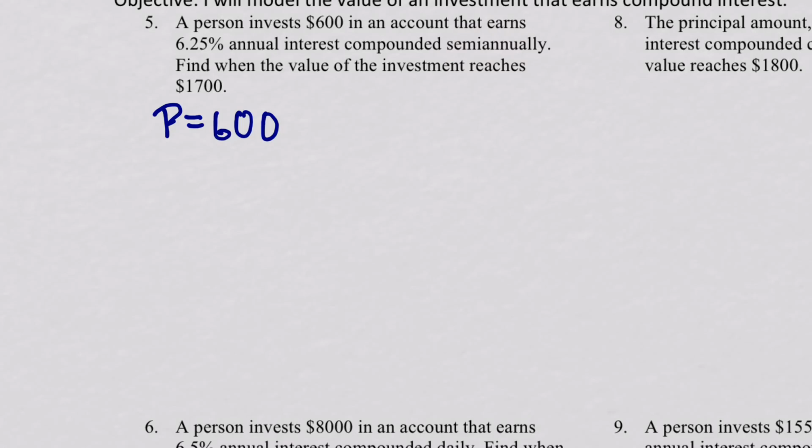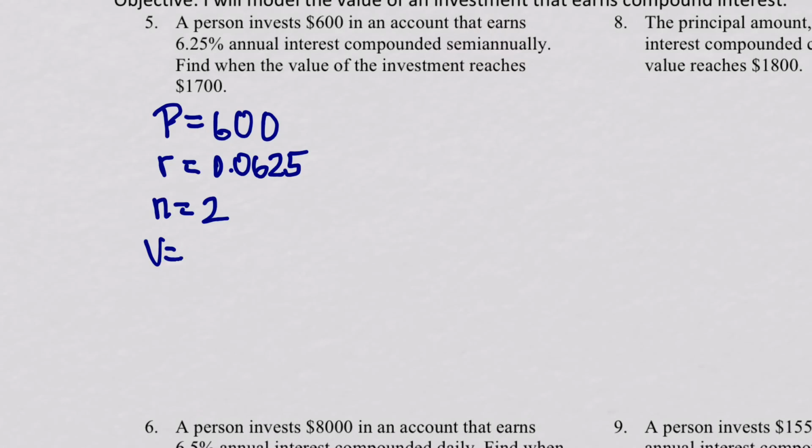6.25% annual interest, that's R. But in decimal form, 6.25% is going to be 0.0625. Compounded semi-annually, that's N. Semi-annually, that's half a year, so twice per year. Find when the value of the investment reaches 1,700. That's V.